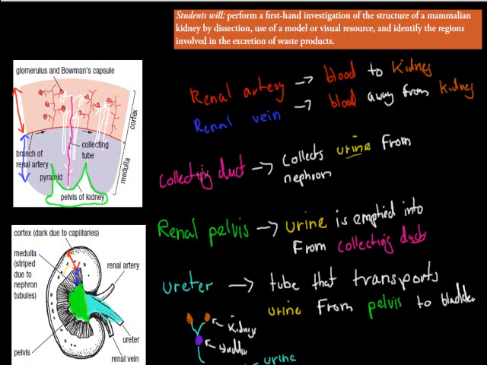Identify the areas on the kidney: collecting duct, renal pelvis, and ureter. And renal artery and renal vein, these are just the veins and arteries that go and bring blood to the kidney and bring blood away from the kidney as well.